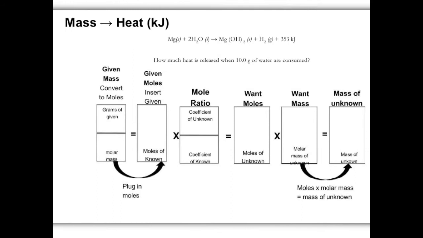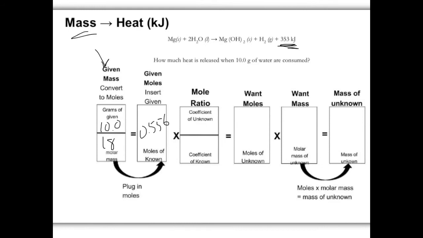All right, mass to heat. So we're talking about energy, which is always labeled as kilojoules in the equation. So in the equation here, you see 353 kilojoules. That's the amount of energy released during this reaction. So we're starting off with the mass again. So we're starting here in the first box. 10 grams of water divided by the molar mass of water, which is 18, and that's 0.556 moles.